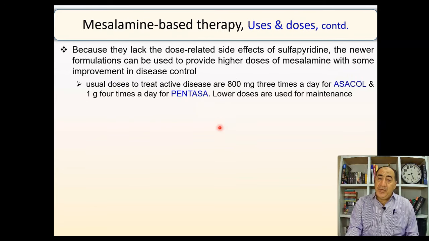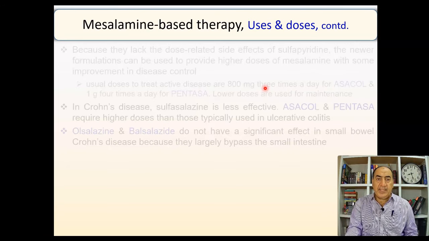The second generation mesalamine drugs lack these dose-related side effects, so you can go with higher doses. Usual doses to treat active disease are 800 milligrams 3 times a day for Asacol, and 1 gram 4 times a day with Pentasa, with much lower side effects. And you can use lower doses for maintenance.